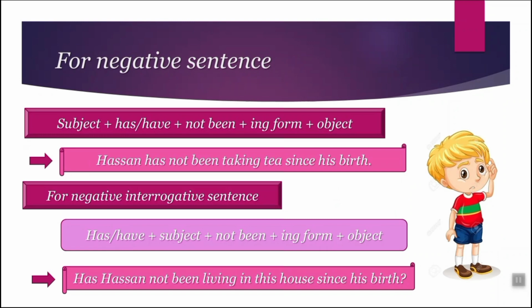The structure for negative sentences: subject plus has or have plus not been plus ing form plus object. Hassan has not been taking tea since his birth. In this sentence, Hassan is the subject. Has not been drinking is the negative form of the present perfect continuous tense. Tea is the object. Has Hassan not been living in this house since his birth? Is grammatically correct. In this sentence, has is the auxiliary verb used in the present perfect tense. Hassan is the subject of the sentence. Not been living is the negative form of the present perfect continuous tense.